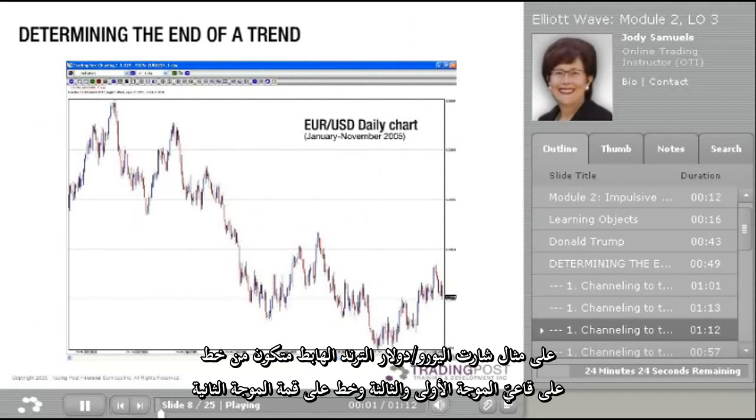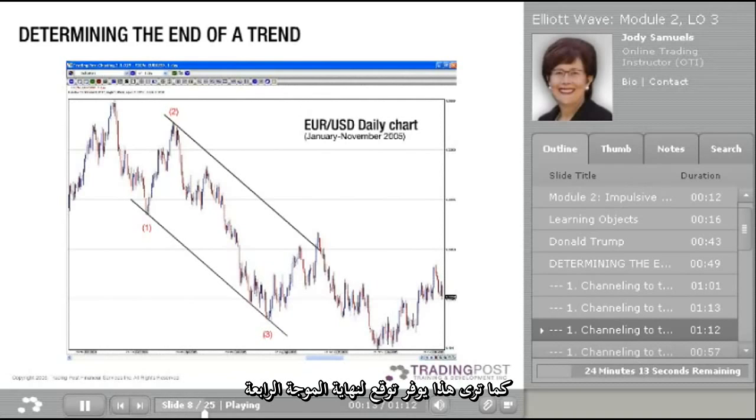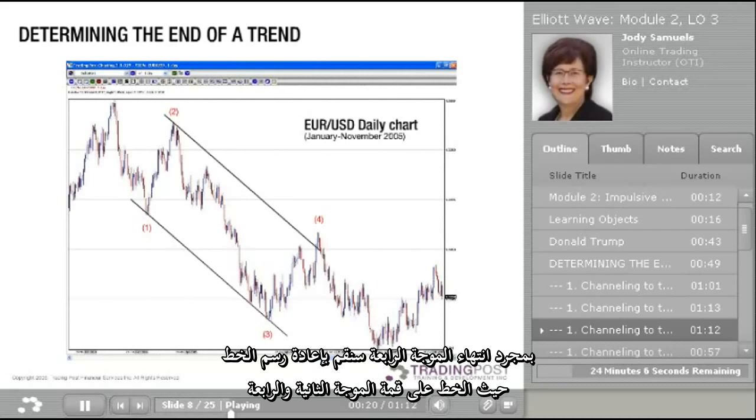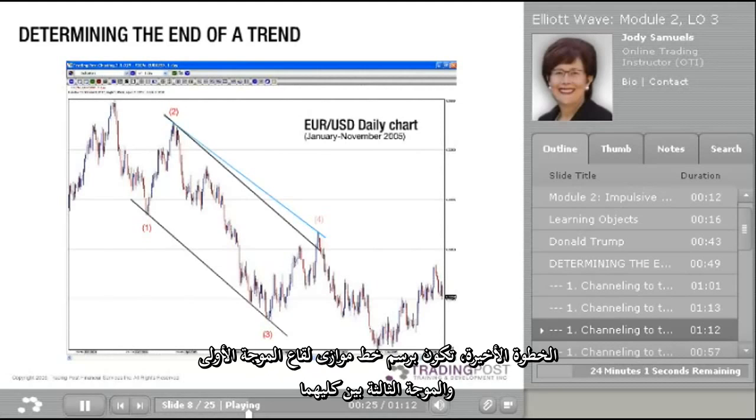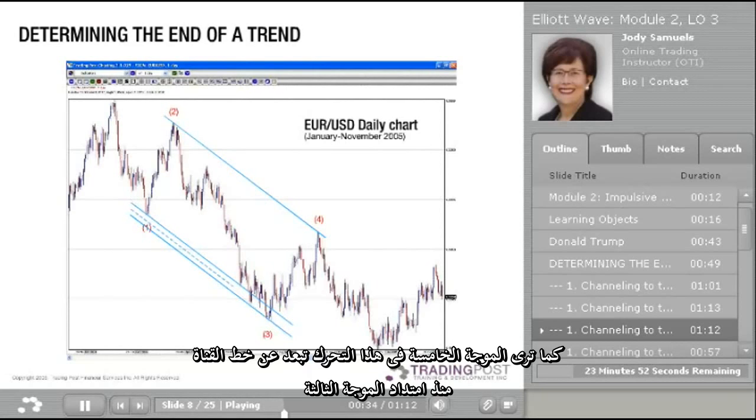In this Euro-USD example, the downtrend channel is formed by first connecting the bottoms of waves 1 and 3 with a parallel line off the top of wave 2. As you can see, this initially provides a good approximation for the end of wave 4. Once wave 4 is complete, redraw the lines connecting the tops of waves 2 and 4. Then the final step is to draw parallel lines off the bottoms of wave 1, wave 3, and 50% between them.